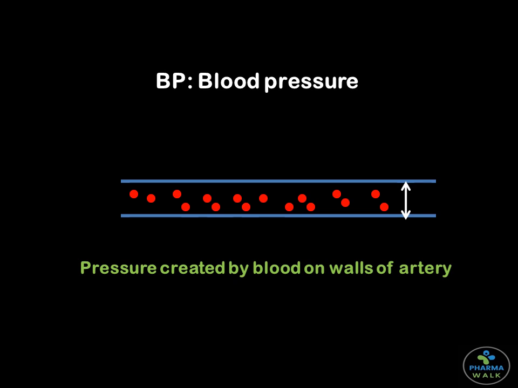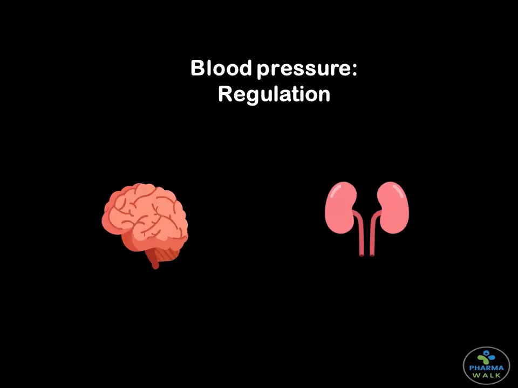Our body is very smart. Organs are responsible for regulation of blood pressure in our body. One is the brain, the second one is the kidney. Today we'll focus on how the kidney regulates blood pressure. Let's understand the RAAS, Renin Angiotensin Aldosterone System. In this story, there are three characters: renin, angiotensin, and aldosterone.